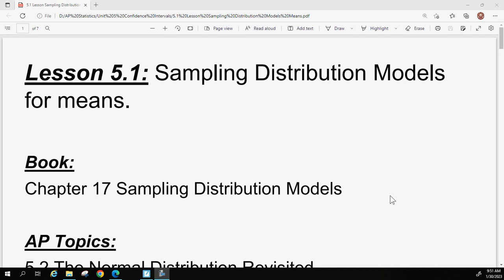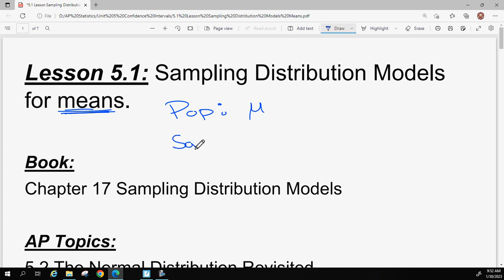What sort of inferences can we make based on the data that we've collected? And so we start that conversation by talking about sampling distribution models. And in this case, we are going to be talking about sampling distribution models for means. Remember when we have a population, we use the Greek symbol mu for a mean, and when we have a sample, we use x bar.